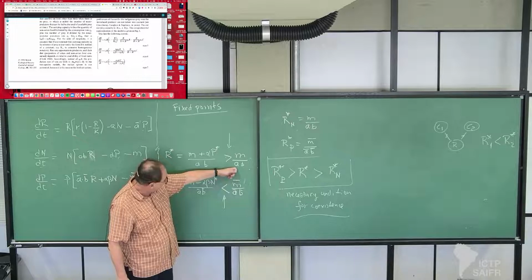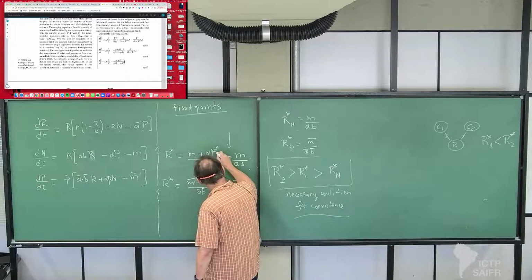But my question is, both R stars are different. One is without prey. You did not put the P and the N stars.